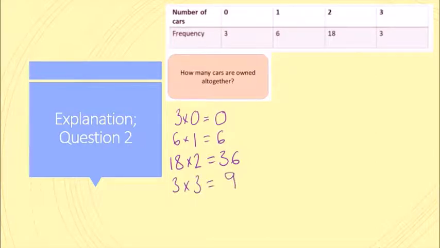If I add these numbers up, that will tell me how many cars there are altogether on that particular street. And that comes to 51 cars. So the total number of cars owned is 51.